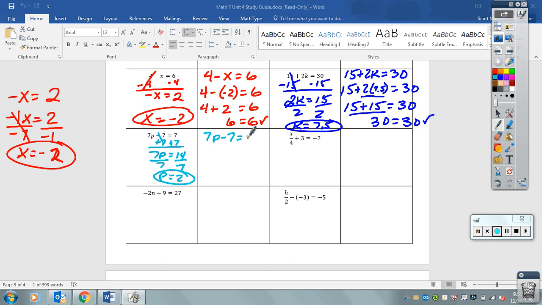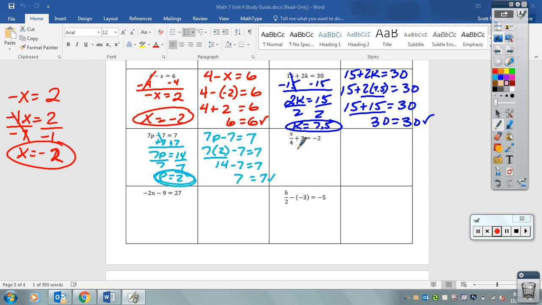7p minus 7 equals 7. Again, everything stays the same except instead of p I put 2. Back to following order of operations. This is 14 minus 7 equals 7. Notice that the 7 comes down the whole time. There's nothing to do on the right side. 14 minus 7 equals 7. Check mark. 2 is my answer.